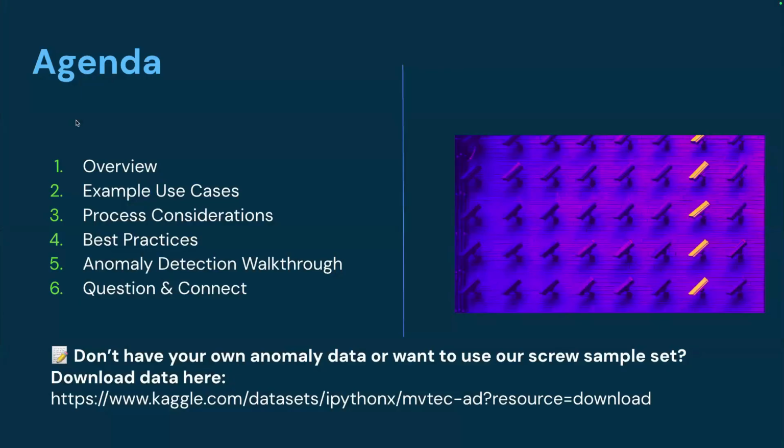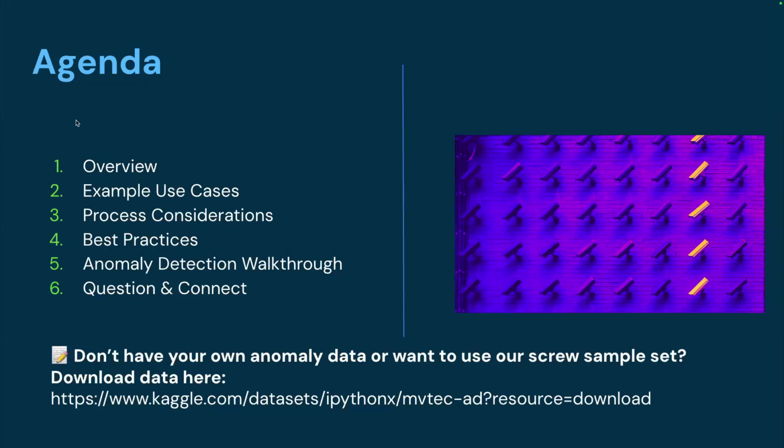So today's agenda, we will do a high-level overview and review some example use cases across different industries, look at some process considerations for where and when anomaly detection is best leveraged. We'll discuss some best practices for both working within LandingLens and how you might optimize your data for anomaly detection. And then I'll be in the platform walking through two different models and developing them directly in LandingLens. And then we'll save time, of course, for questions.